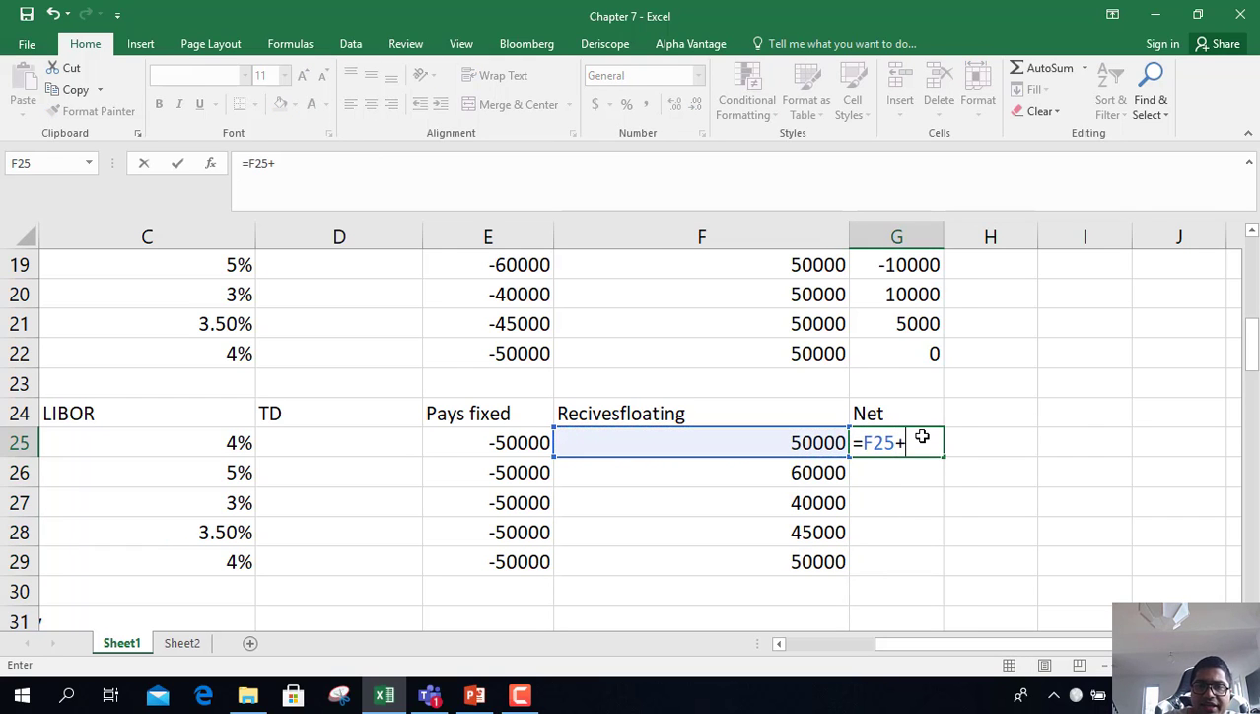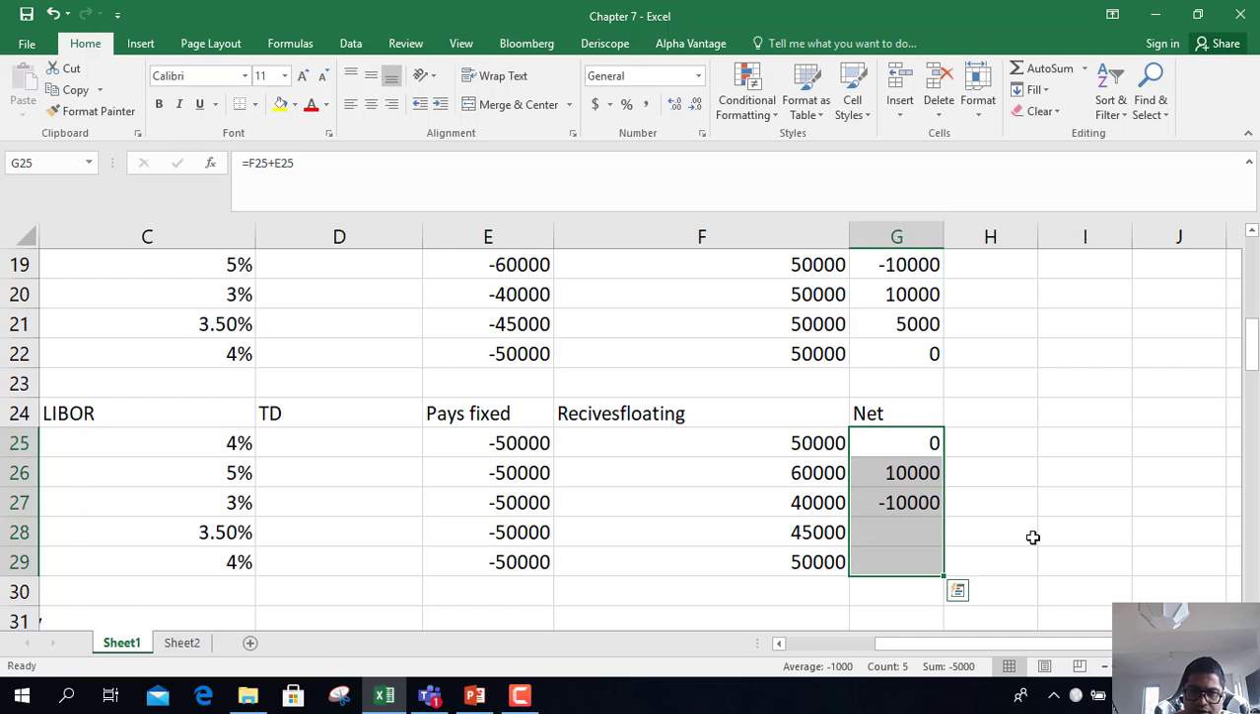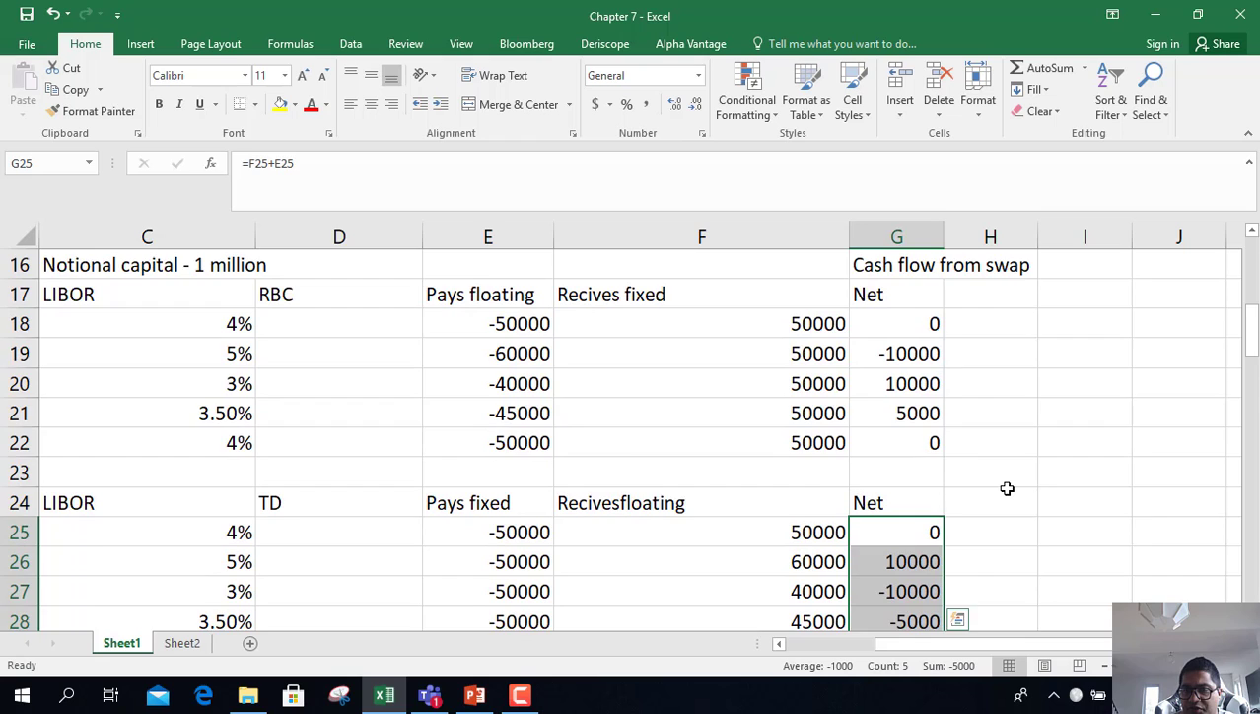So it receives floating and pays fixed, so net is 0, 10, minus 10 and 5. So if you see, it's the exact opposite of the cash flows of RBC. So RBC in the third year receives 10 grand, TD in the third year pays 10 grand. So swaps, they're swapping cash flows. So this is how a swap works. Both get into a transaction where they will exchange cash flows, netting is done, and whatever is the result from the netting, that is shared.